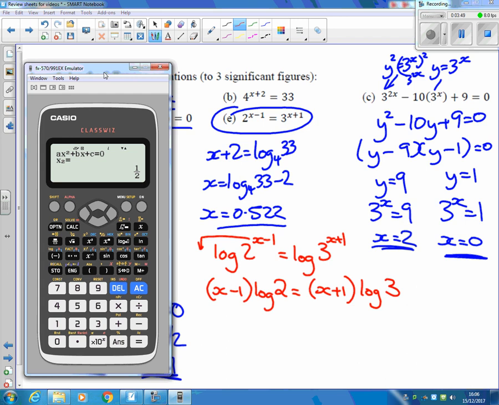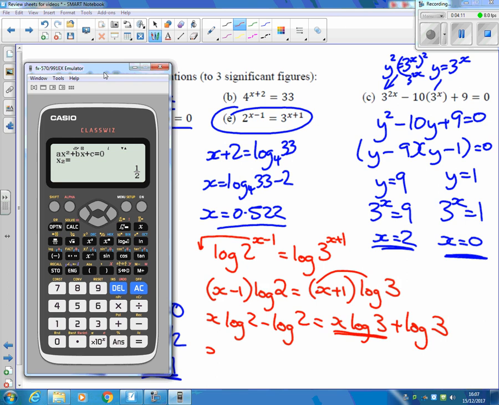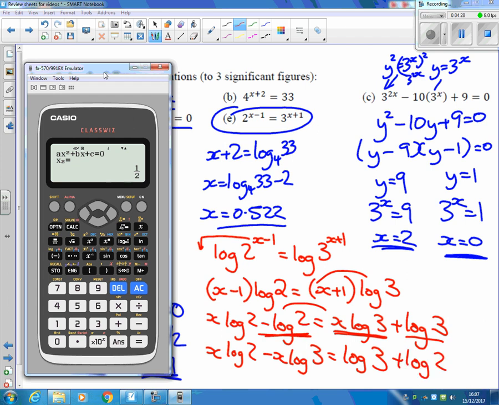I'm going to multiply out this bracket now then. I've got x times by log 2, take away the log of 2. And here I've got x times by log 3, add the log 3. Just like any normal equation now, I need to bring all the x's over to one side. So I'm going to bring this over to this side here. I've got x log 2, and I'm going to take away x log 3. And at the same time, I want to add the log 3 from this side onto the other side, so I've got to add log 2 to that there.